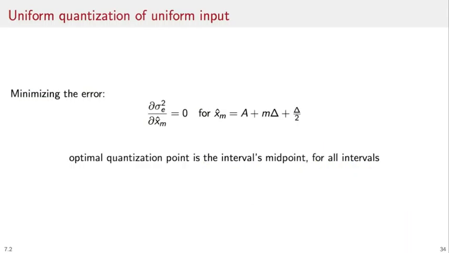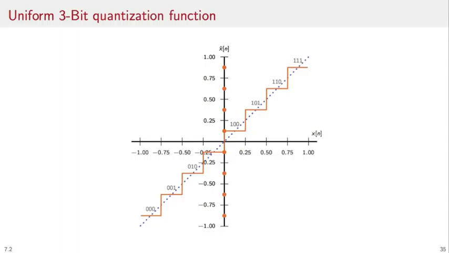In order to minimize the error, we set the partial derivatives to 0 for all quantization intervals, and we find that this happens when the quantization point is the interval's midpoint. With this, we can plot the quantizer's characteristic. Here we show it for R equal to 3, 3 bits per sample. And you can see that the quantizer associates each quantization interval to its midpoint. And you have the typical staircase characteristic of a uniform quantizer.